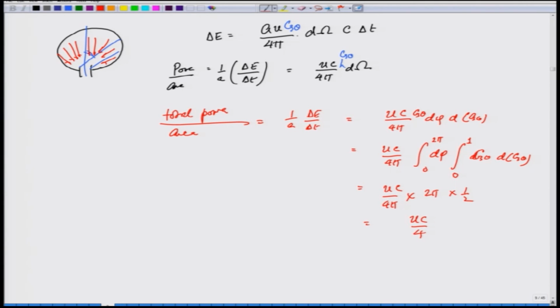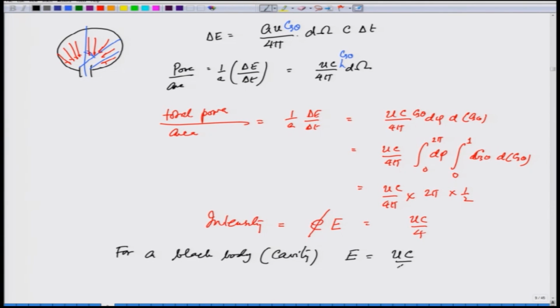Total power coming out per unit area is nothing but the intensity, and this is also equal to the emissive power, and I can write this as capital E because this is the emissive power of a black body. So, what we conclude is that for a black body represented by a cavity, the emissive power, or power per unit area, is u c by 4, where u is the energy density and c is the speed of light.